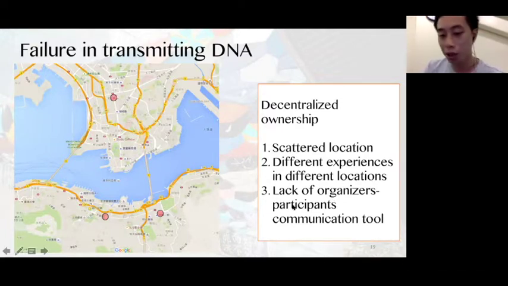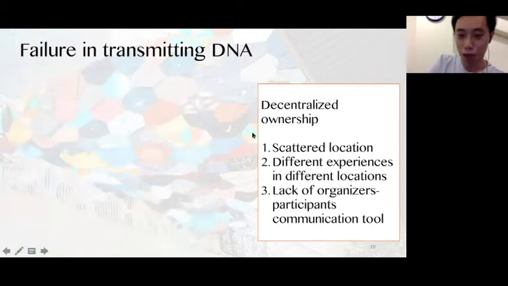And finally, there is also a lack of organizer-participant communication tools. You can say the communication between protesters and the organizers is one-way. Only the organizers are trying to present their speech to the protesters, while the opinions of the protesters cannot get through to the organizers. So when the organizers and the protesters have broken up with each other, the protesters started to have their own ownership of the movement.